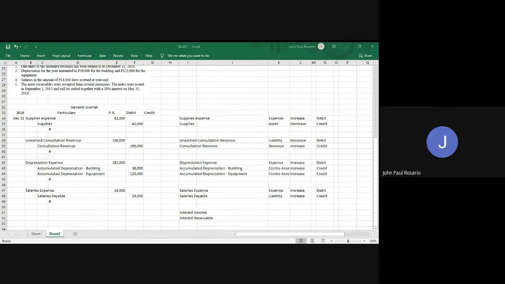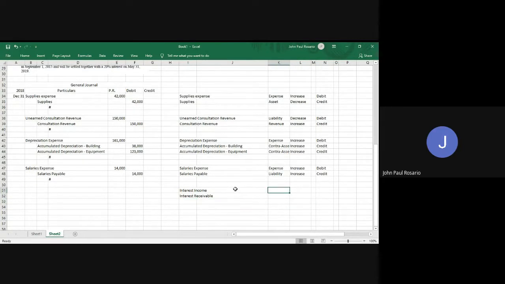Okay. So interest income is revenue. Interest receivable is an asset. Okay? So did the revenue increase? Yes, of course. Did your receivable increase? Yes. Okay? So increase in revenue is credit and increase in asset is debit. So our journal entry then would be, okay, the question is how much?